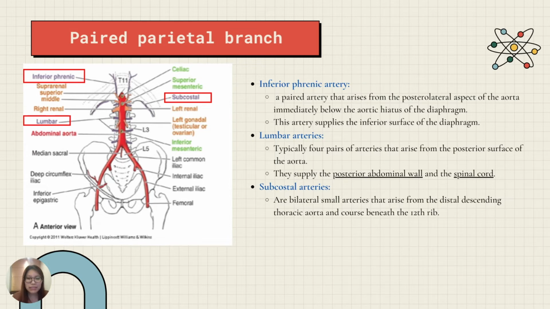This artery supplies the inferior surface of the diaphragm and gives out the superior suprarenal artery to supply the suprarenal glands. Next are the lumbar arteries, typically four pairs of arteries that arise on the posterior surface of the aorta. They supply the posterior abdominal wall and the spinal cord. Lastly, the subcostal artery, in part supplying the vertebra and spinal cord. They are considered one of the segmental arteries of the aorta too.